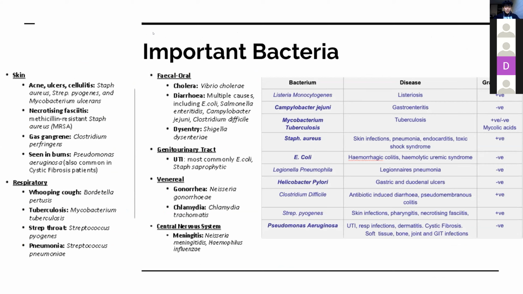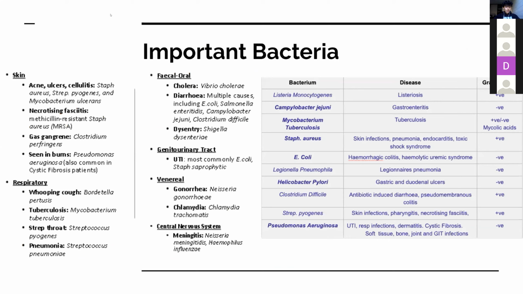All right. Here is a bunch of important bacteria. I'll just name a few, and don't worry, you don't need to memorize all of these, because there's no point memorizing all of these at once. A few that are important are Clostridium perfringens, which causes gas gangrene. You have your MRSA, which is your Staph aureus.